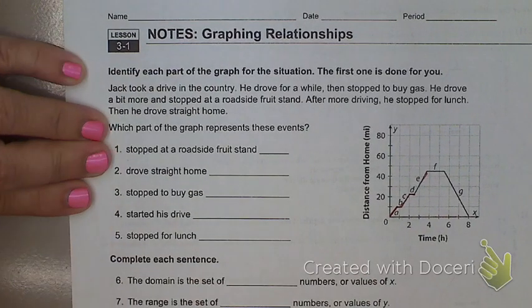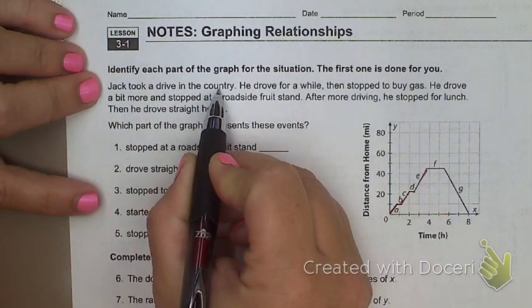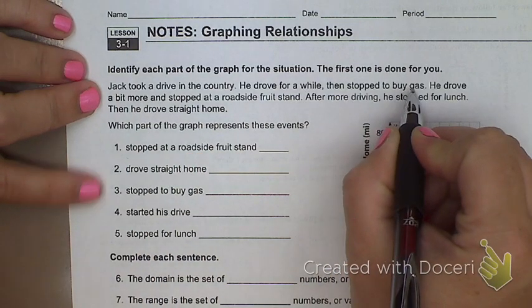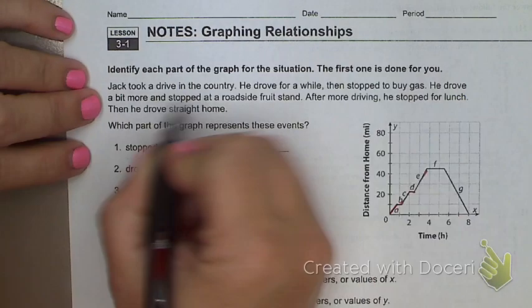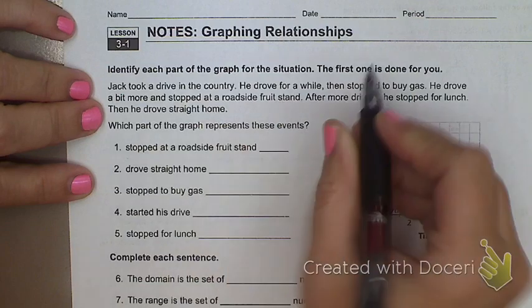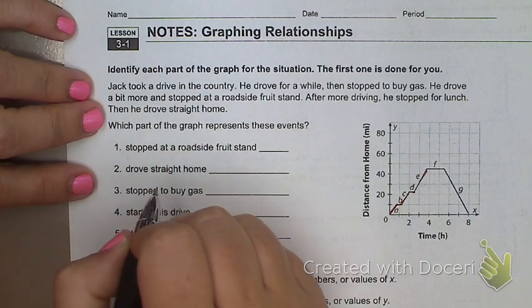So let's talk about the situation first, okay? Jack took a drive in the country. He drove for a while, then stopped to buy gas. He drove a bit more and stopped at a roadside fruit stand. After more driving, he stopped for lunch, then he drove straight home.